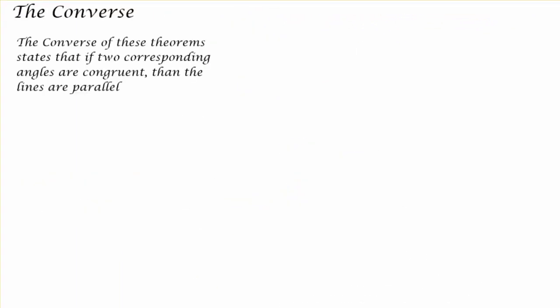Now let's get thinking of the converse of this situation. Now the converse of these two theorems states that if two corresponding angles are congruent, then the lines are parallel. So maybe I don't know that the lines are parallel, but let's say I do know these two angles, for example, are both 50. I can go ahead and conclude with confidence that the lines are parallel.